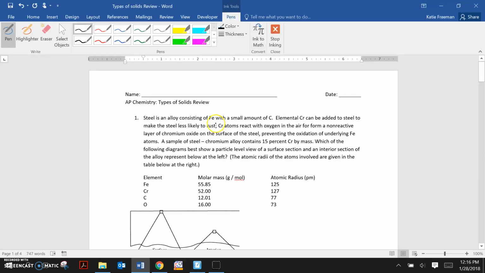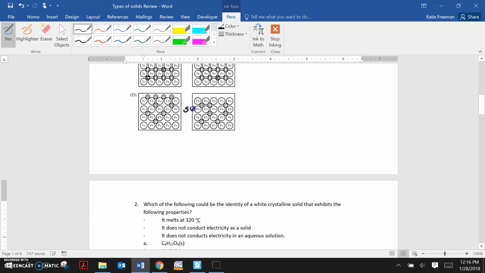Fairly long problem, takes up the full page, very stereotypical College Board. Let's look at it and see what we can do. So it says steel is an alloy consisting of iron and a small amount of carbon. So what we pay attention to is, first off, alloy. We know there are two different types of alloys. We have interstitial, which I'm just going to abbreviate as IN, as well as our substitutional.